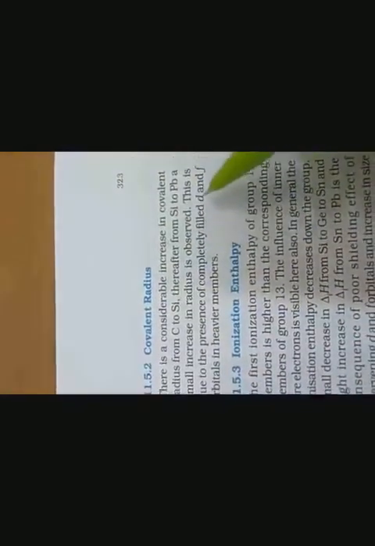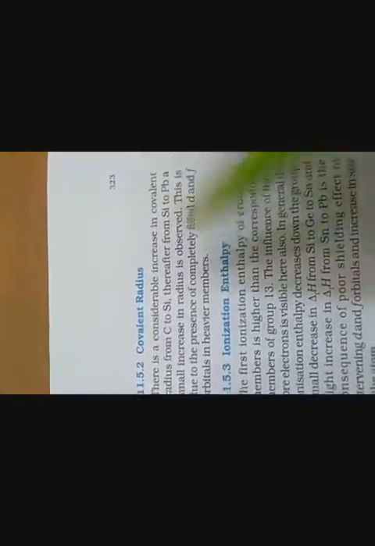That is covalent radius. Now what about covalent radius? There is a considerable increase in covalent radius from carbon to silicon. Thereafter from silicon to Pb, a small increase in radius is observed. This is due to the presence of completely filled d and f orbitals in heavier members. See, radius. Second row, so filling of 2s2 2p2, 2s2 2p2, then 2 more.